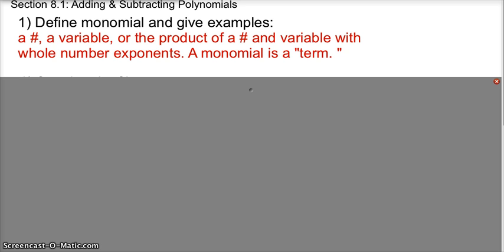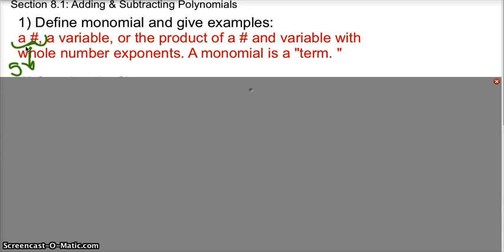Your notes ask you to define monomial and give examples. A monomial is a number, a variable, or the product of a number and variable with whole number exponents. A monomial is a term. Think of a term as a group. It's a thing. It's one piece. So some examples. An example of a number: 5. 5 is a monomial. 6 is a monomial. A million is a monomial because it's a single number.